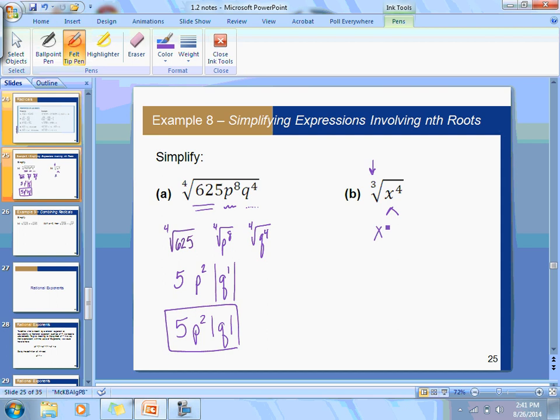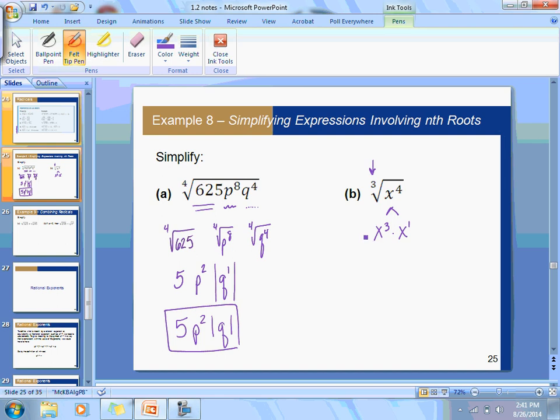Well, if I made this x to the third and x to the first, if I multiply my bases together, I have to add my exponents together. So 3 plus 1 is 4. So I really haven't changed how many x's I have. I'm just breaking it into two little separate pieces instead of one big chunk of x to the fourth.